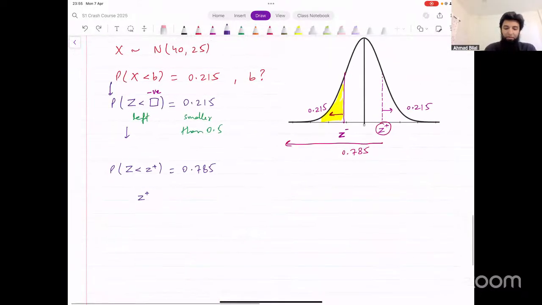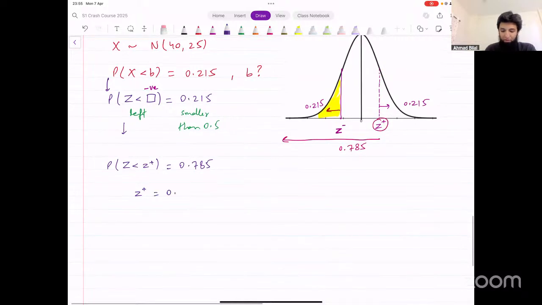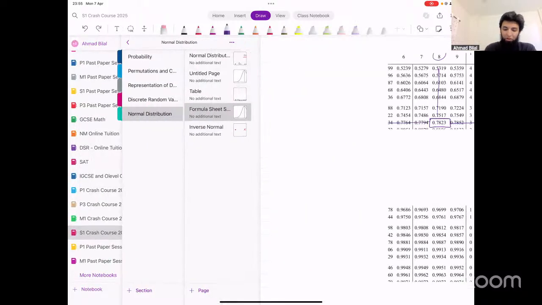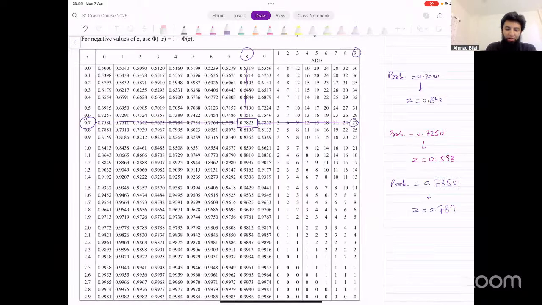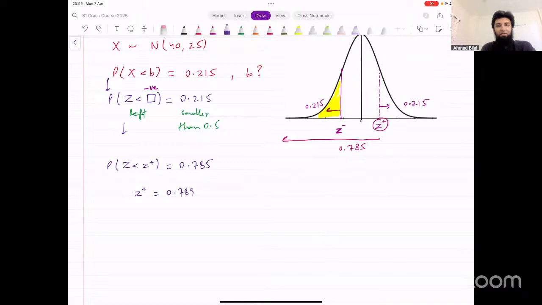So that's the z value that we're getting, 0.789 corresponding to that probability. But remember, z was negative. Z was not positive. So now when you input this in the formula, remember to put a negative value. This is minus 0.789. That's the actual value of z. Z equals x minus mu over sigma.